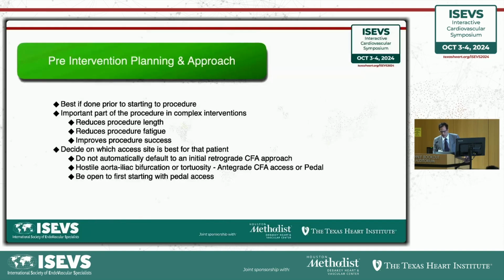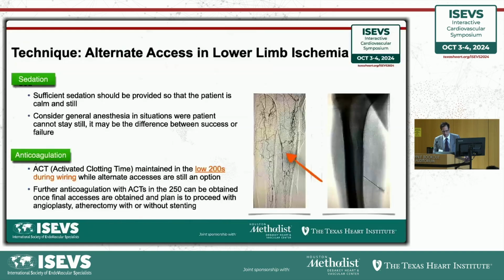With hostile aortic iliac bifurcations or tortuosity, consider antegrade CFA or pedal access, and be open to first starting with a pedal access. I'm pretty aggressive with sedation, so sufficient sedation should be provided so the patient is calm and still. We're dealing with very small vasculature, sometimes heavily diseased. Consider general anesthesia in situations where the patient cannot stay still; it may be the difference between success or failure.